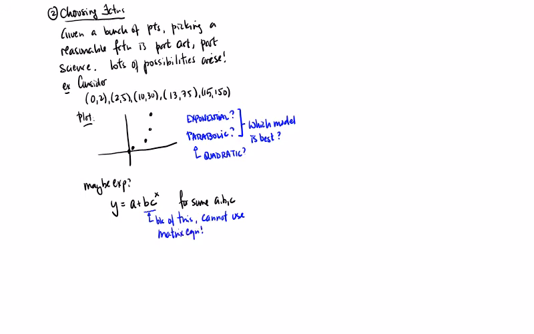All right, so for example, just so that you see, when you plug in, let's say, the second point, 2, 5, you get 5 equals a plus b times c to the 2. And this will not fit if you try to put this in. Right, doesn't work.